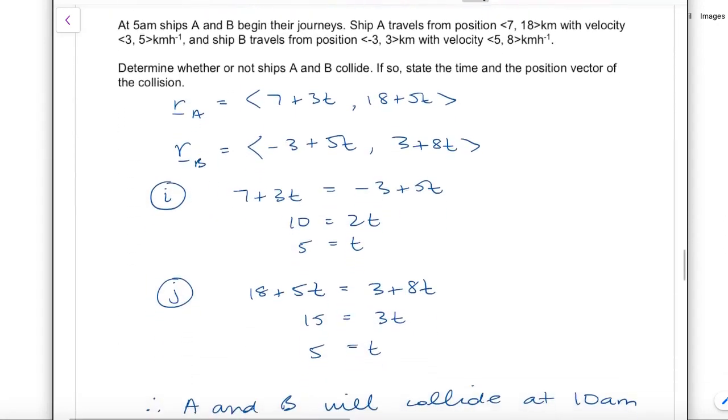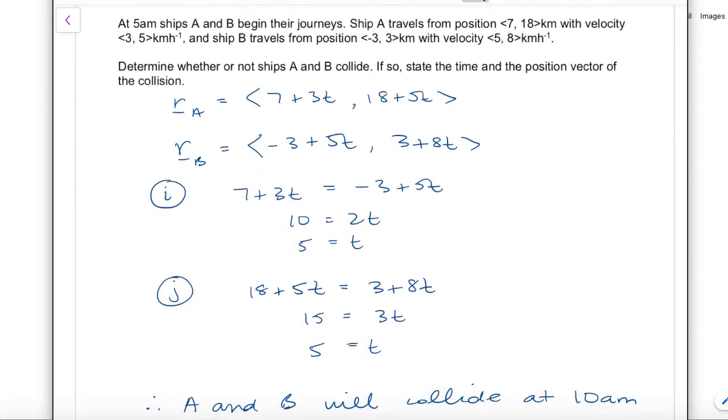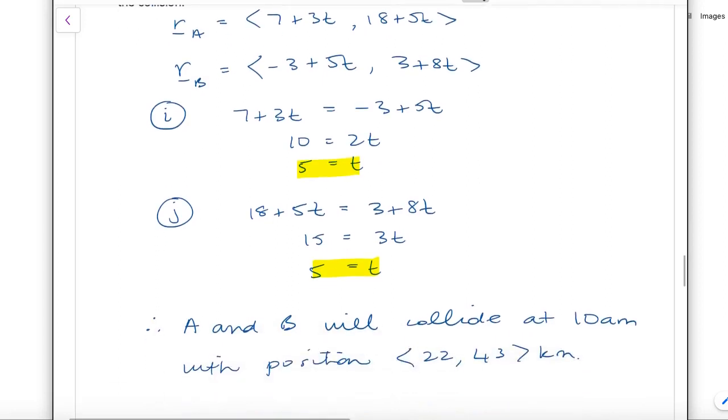In question 2, if two ships are going to collide, then we can put their i and j components equivalent, and checking that they come out with the same time, that after 5 hours they will both collide. We can substitute t as 5 back into one of the displacement vectors and find that A and B will collide at 10 a.m. with position 22i plus 43j kilometres.